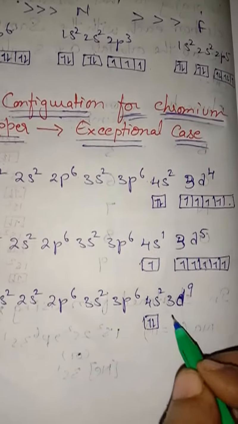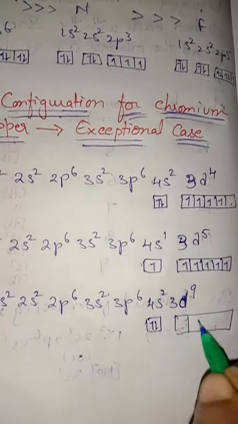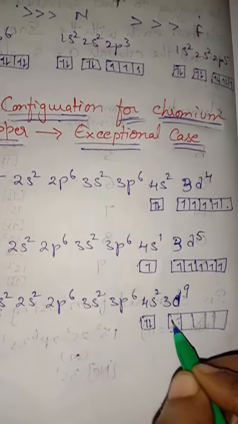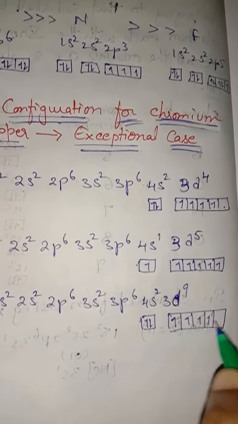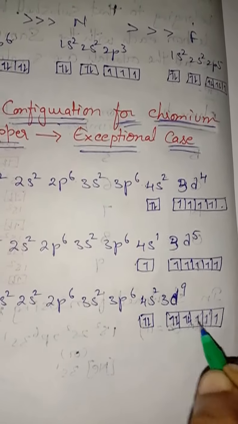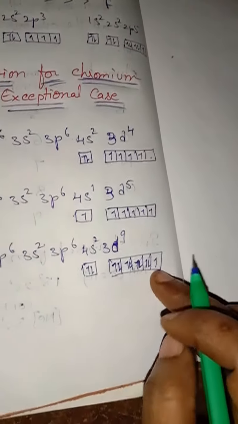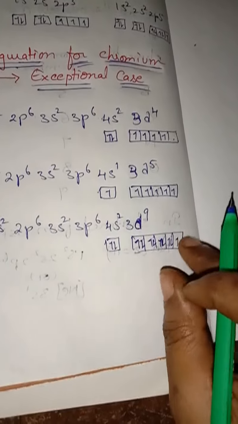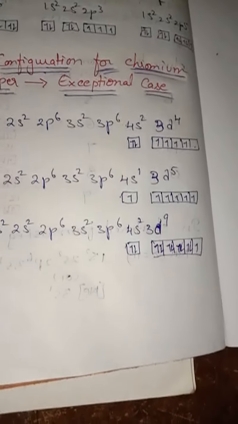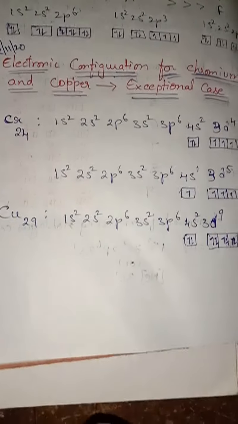In the s orbital, 2 electrons are there. In the 3d orbital, 9: 1, 2, 3, 4, 5, 6, 7, 8, 9. So here one orbital has only one electron. It should be either completely filled or half filled, but here one electron is less. So this is also an exceptional case for copper.